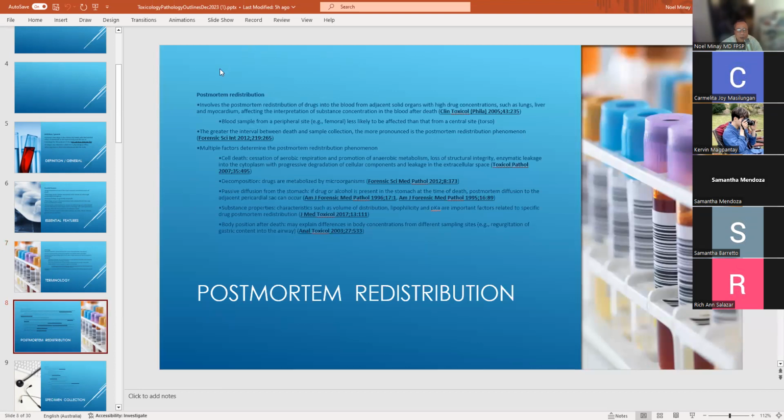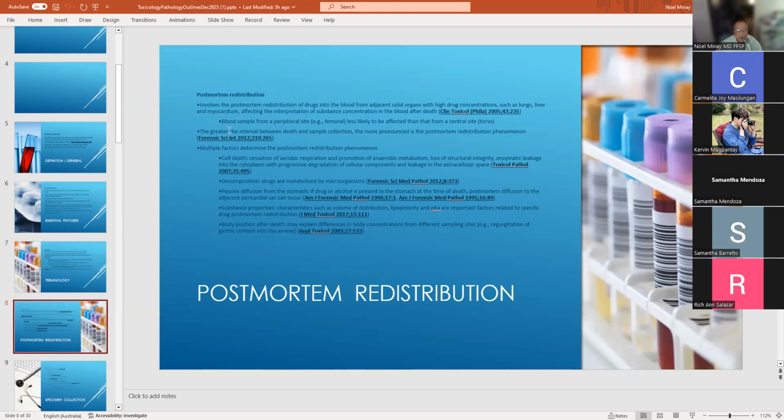Next, postmortem redistribution. By the time the autopsy is done, the poison may be redistributed in the body from the blood to the internal organs like the lungs, liver, heart, and skeletal muscle after death. They usually go down from a high level in the blood into the organs mentioned. Certain drugs show a level in blood after a few hours. Blood samples from a peripheral site, like the femoral area, are less likely to be affected than those from the central site, which is the body. Okay.